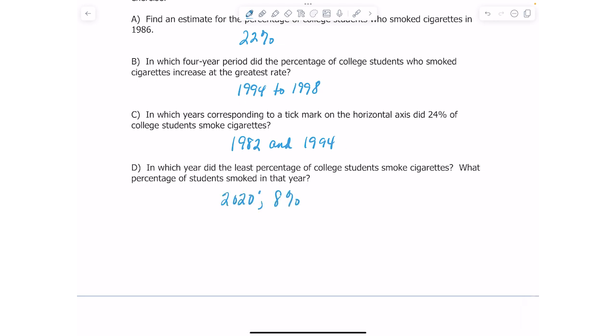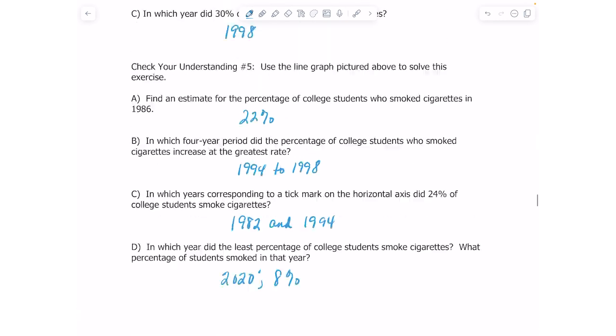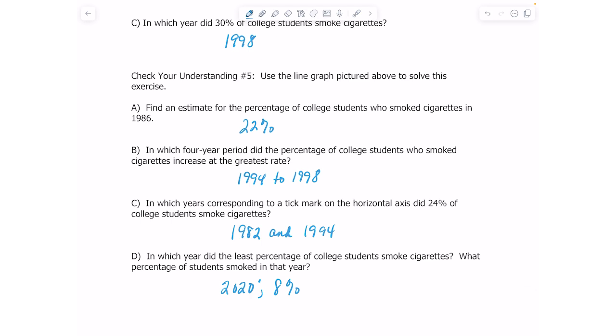And for all we know, hopefully it's still decreasing. But it might be interesting for some of you to look up what the trend is, what happened after 2020. Did college students increase again? Is it still in a decreasing trend? And if so, what percentage of college students are still smoking?